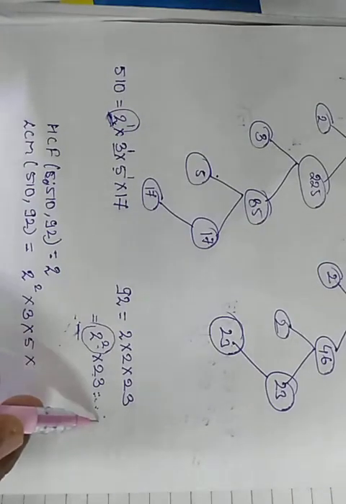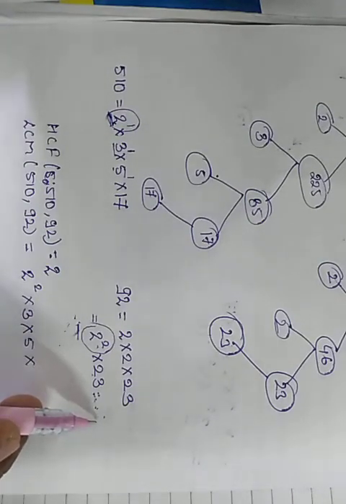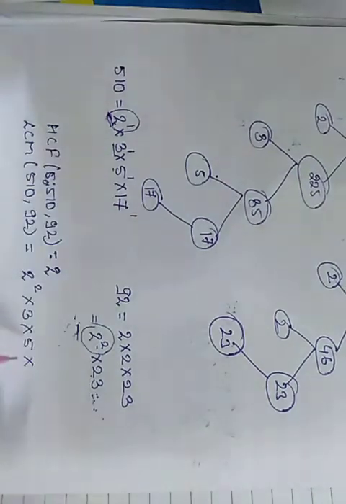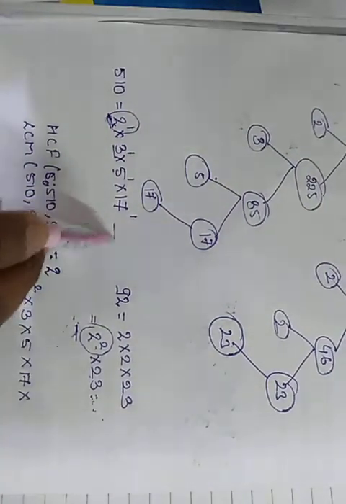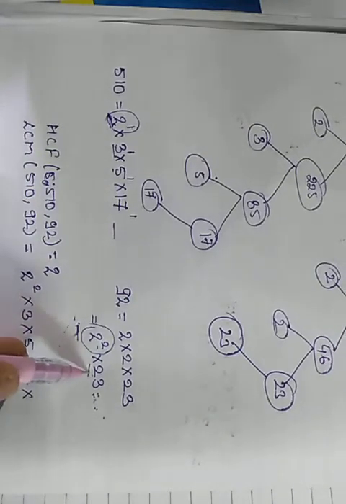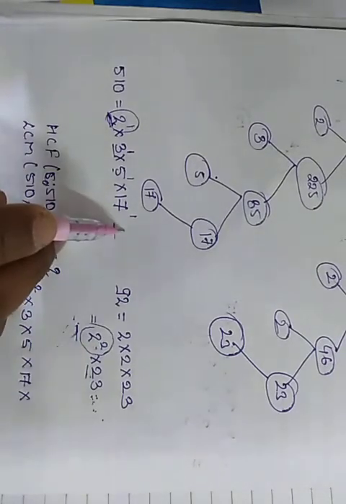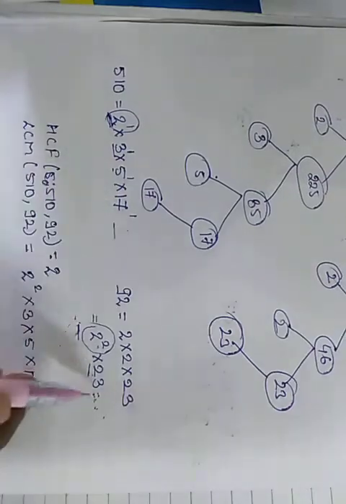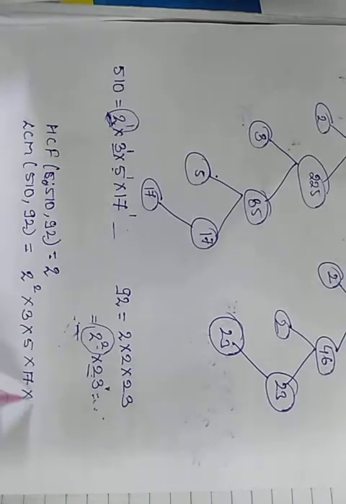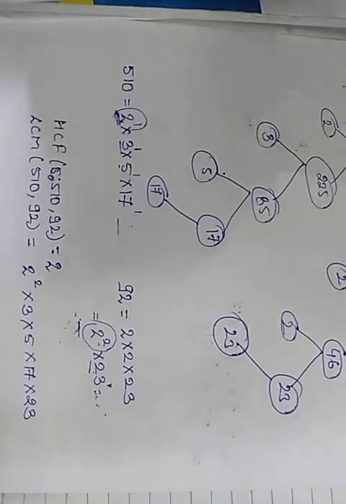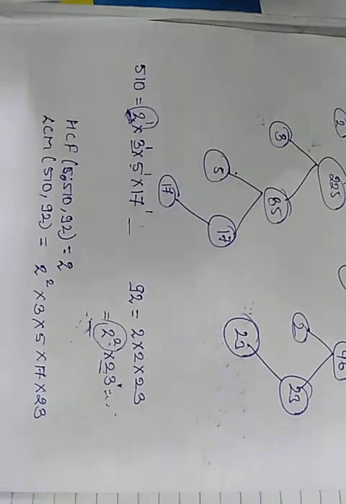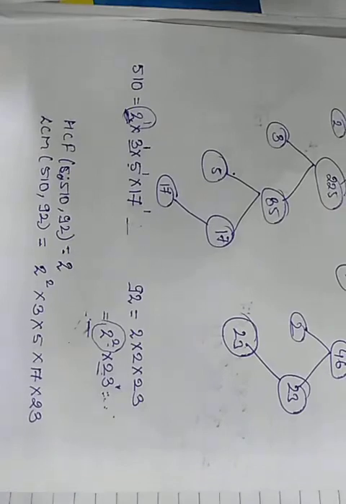For 17, again I will consider 17 to the power 0 and here 17 to the power 1. So I will choose the greatest one. And here nothing is in the form of 23, so I can consider 23 to the power 0 and here 23 to the power 1. So 23. So I hope you understand the definition of how to find the LCM and HCF using the fundamental theorem of arithmetic.